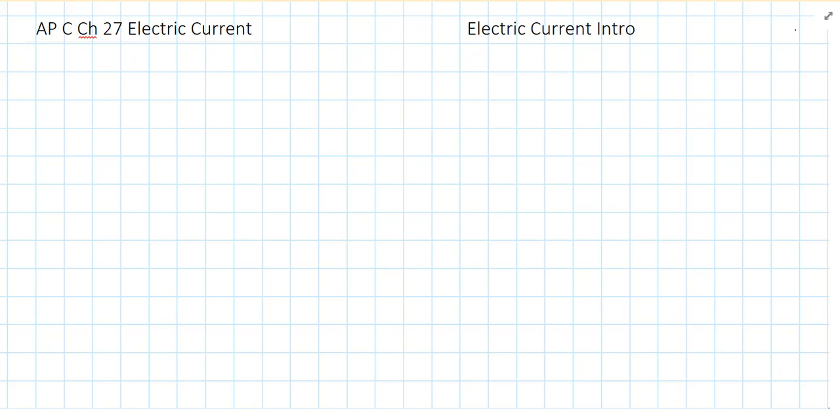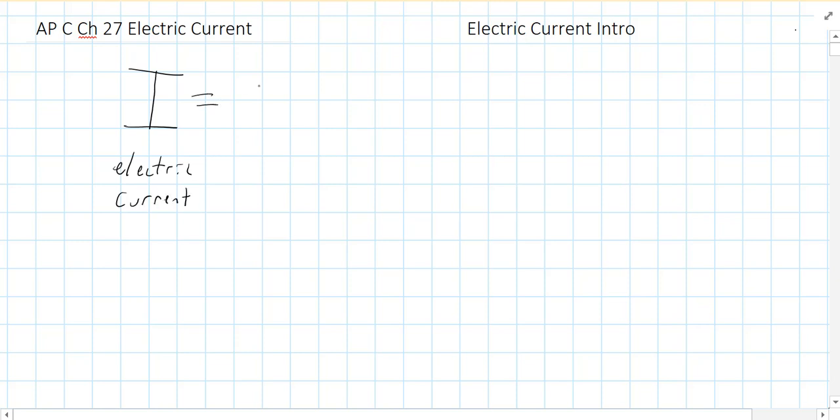We're going to start off right away with an equation, the definition of electric current. The symbol we use for electric current is an I. I don't know why we use an I, but we use an I. So this is electric current.